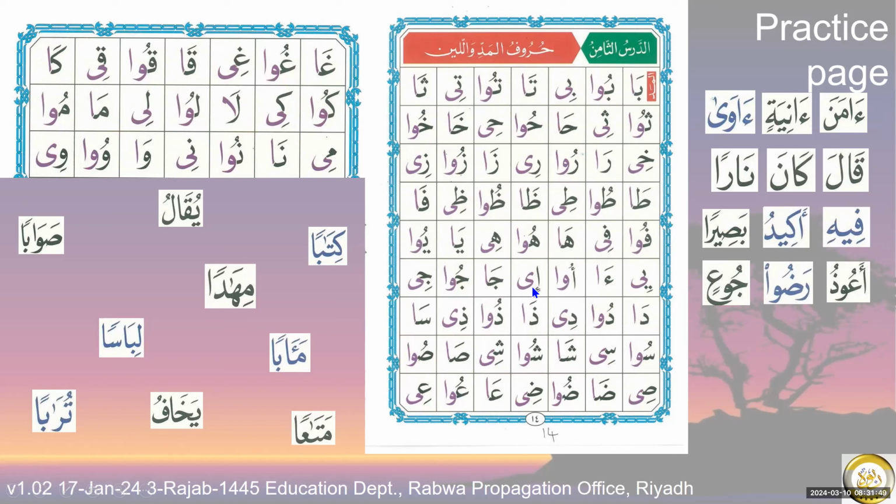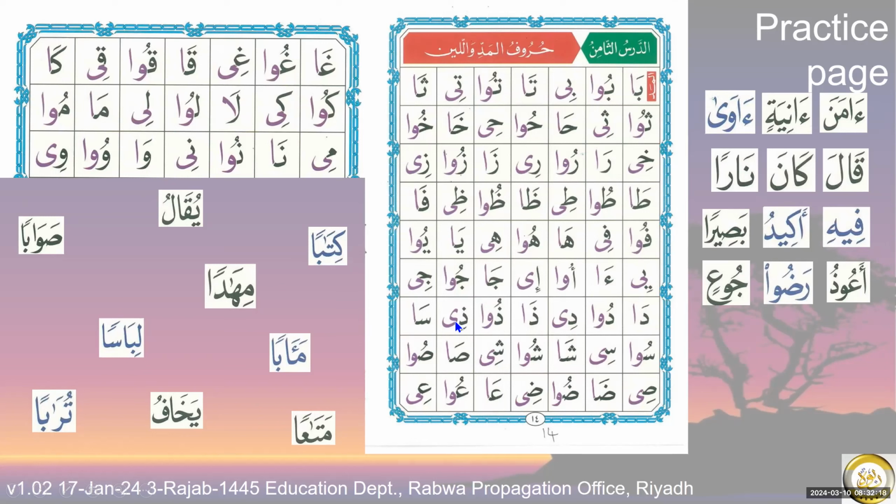A, u, i. Jim fatha alif, ja. Jim dhamma waw sukun, ju. Jim kasra ya sukun, ji. Ja, ju, ji. Dal fatha alif, da. Dal dhamma waw sukun, du. Dal kasra ya sukun, di. Da, du, di. Zal fatha alif, za. Zal dhamma waw sukun, zu. Zal kasra ya sukun, zi.